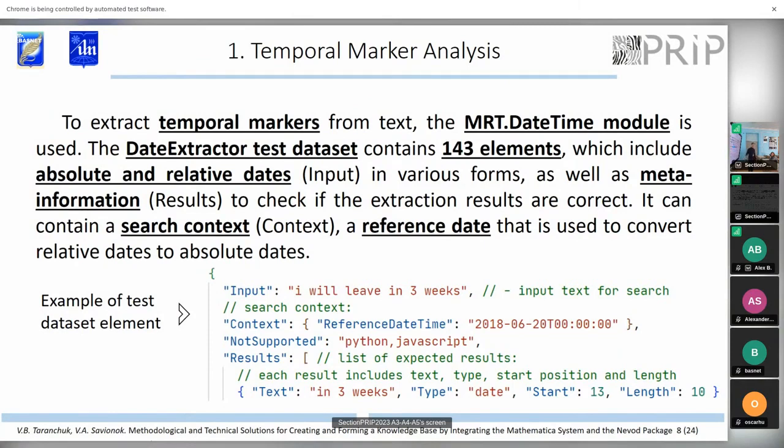Next, please. So, speaking about temporal marker extraction, in this library we have a module named DateTimeExtractor. This module contains about 120 elements, tests to check the temporal marker extraction tools. These elements contain the metadata, the results which are expected to be extracted, and of course the inputs, which contain absolute or relative dates in different forms in English. If we talk about a relative date, not absolute, examples of a relative date are today, yesterday, or 3 months later, we also have to have a reference date to convert it into an absolute temporal mark. Here is an example of the test dataset element. It's pretty straightforward.